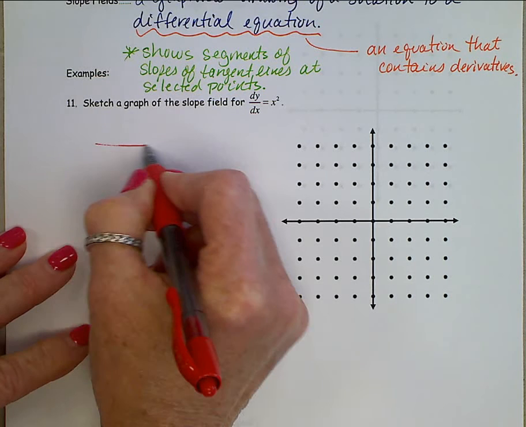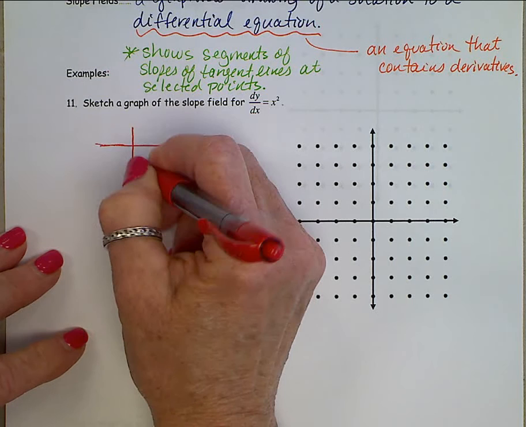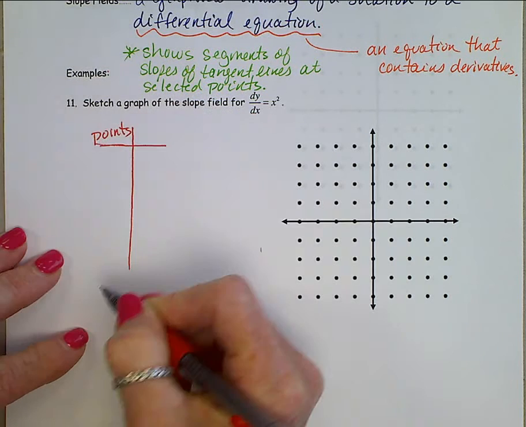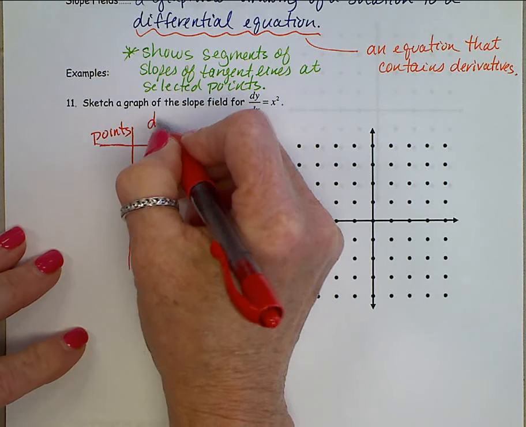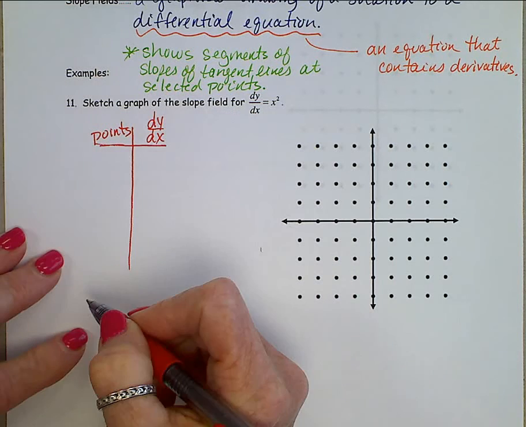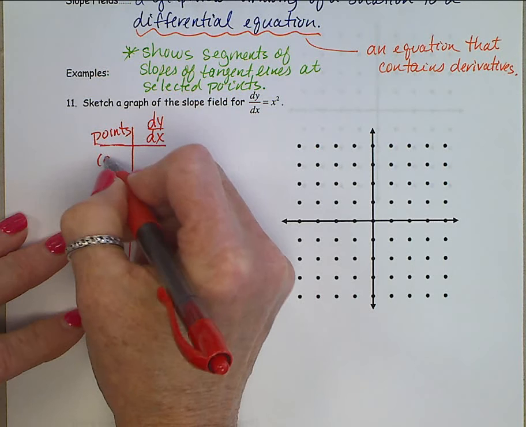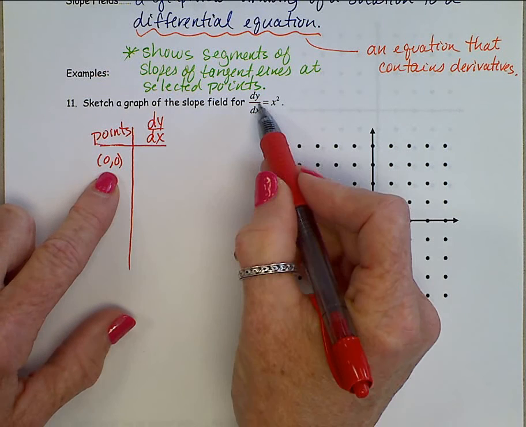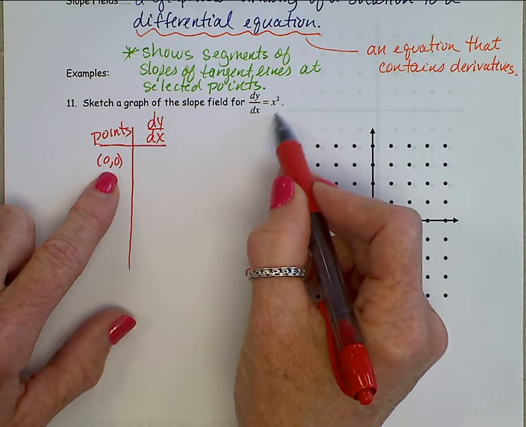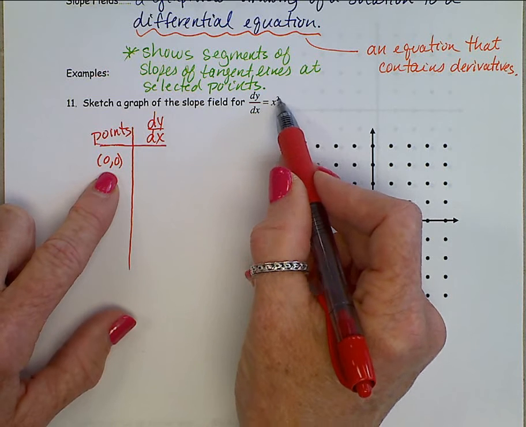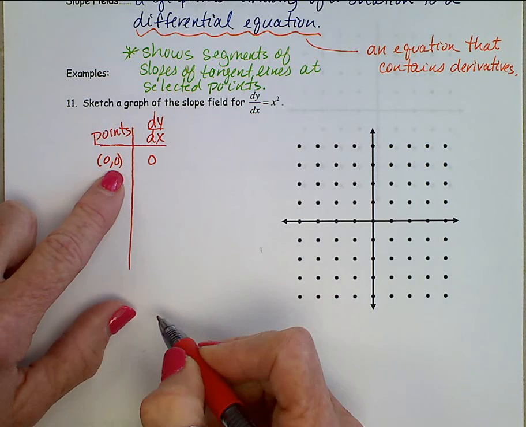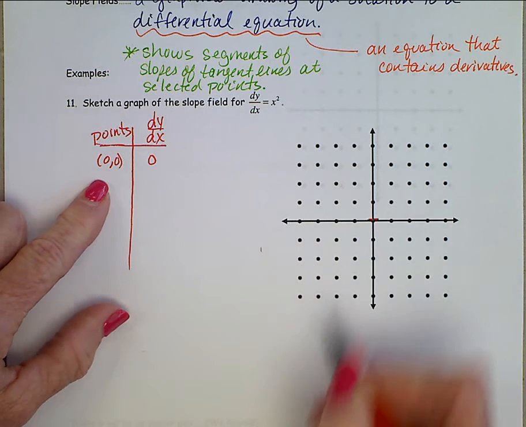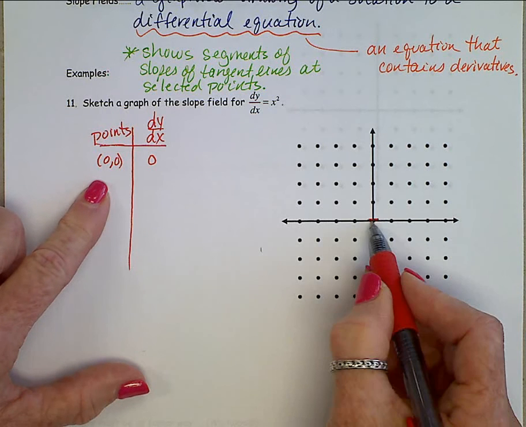We're going to make a t-chart here. We're going to look at some selected points, and we're going to figure out then what dy/dx is. So let's just start at the point (0, 0). At this point, we plug in to dy/dx the x coordinate squared. 0 squared is 0. So I'll come to that point (0, 0), and we'll draw a little baby segment there of a slope of 0.